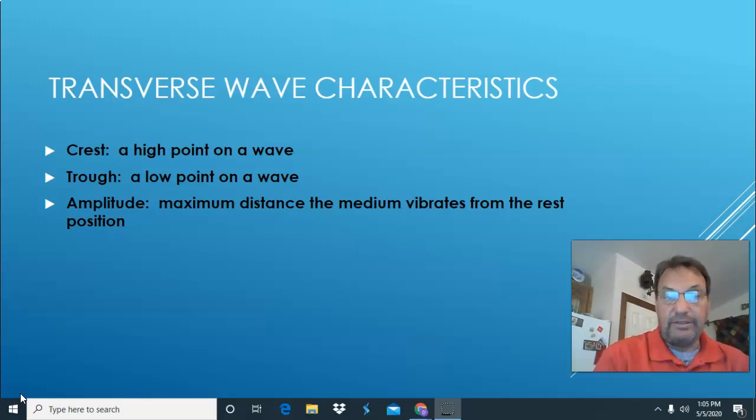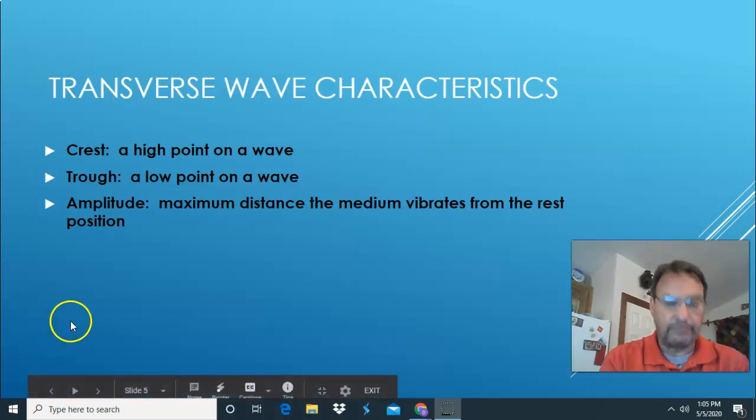And then the amplitude is the maximum distance that the medium vibrates from the rest position. Now, this is not the distance from the trough, or the lowest point, to the highest point. This is taking into consideration that the medium is just lying level, and then when the wave starts, it's going to have a high and low point. So the measurement would be from its resting position to the high point of the wave.